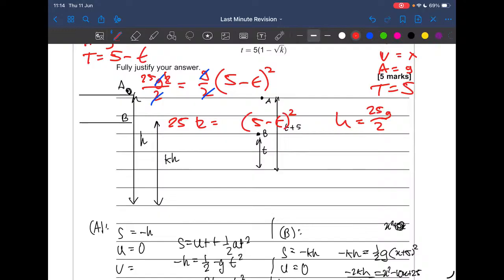So we want to square root that. So it's going to be 5 times by root k. That would be 5 minus t. Add the t over, take this away from the 5. Yeah, this is looking good. 5 lots of 1 minus root k. That looks good to me.